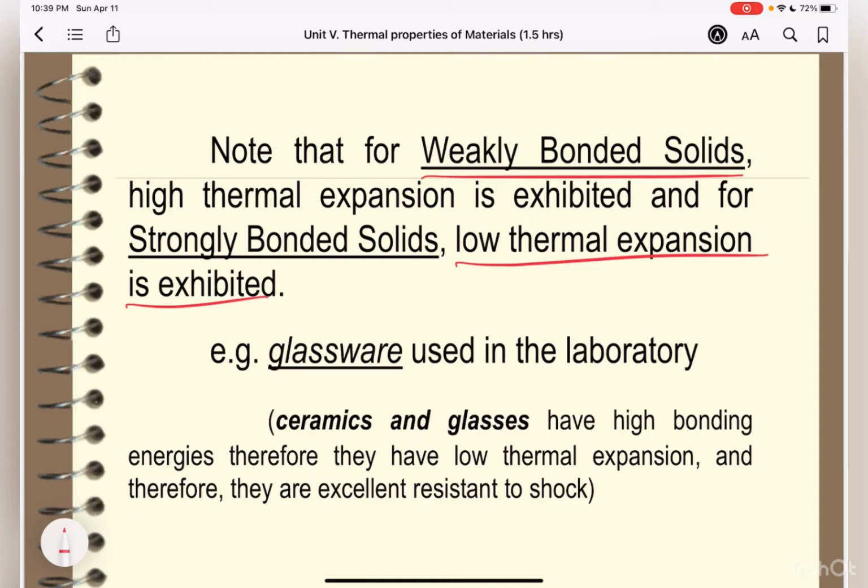So one good example is why glassware is used in the laboratory, because ceramics and glasses have high bonding energies, therefore they have low thermal expansion, and they are excellent resistant to shock. That's why my parents or your mother who have Pyrex, you can use Pyrex glass straight from the oven and to the dining table.